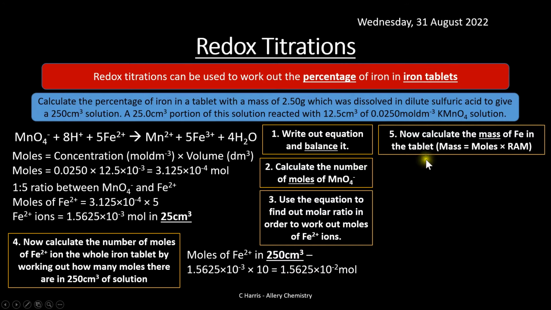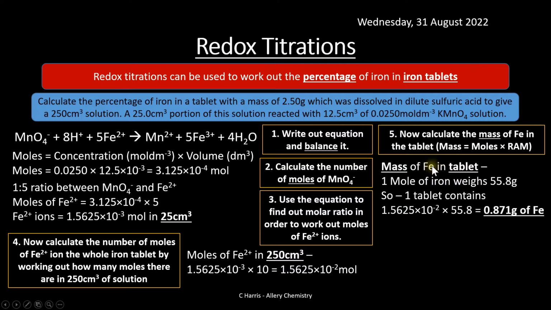Now, what we can do is calculate the mass of iron in the tablet that was added to this big solution. So we do mass equals moles times the relative atomic mass. So the mass of Fe in the tablet: 1 mole of iron weighs 55.8 grams, so you use your periodic table to find that out. So one tablet contains 1.5625 times 10 to the minus 2 moles, times the Mr, and that's going to be 0.871 grams of iron. Okay, so that's how much iron's in there.